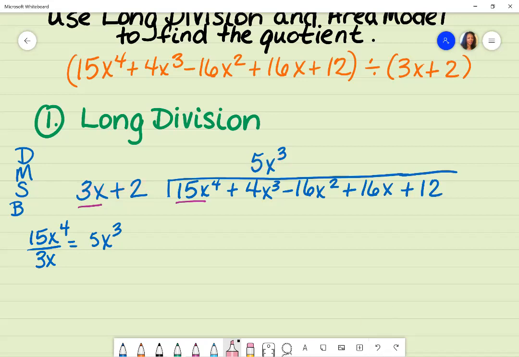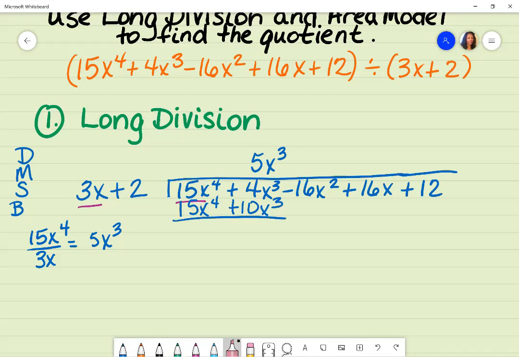Everything that's up here times my divisor, those are my factors, okay? And my factors will multiply to give me my dividend. Well, possibly a factor. If it has a remainder, then it's not a factor. All right, so now I'm going to multiply. So 5x cubed times this entire thing, and when I get that, I'm going to write it down here. So 15x to the 4th, and it should be exactly the same if I'm doing it correctly. 5x cubed times 2 is going to be plus 10x cubed.